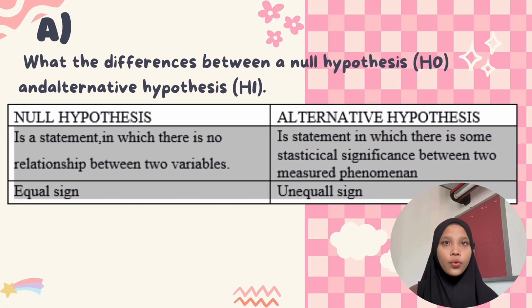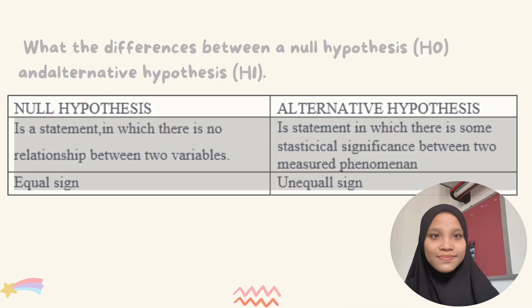The first question is, what is the difference between a null hypothesis and an alternative hypothesis? Firstly, a null hypothesis is a statement in which there is no relationship between two variables. However, an alternative hypothesis is a statement in which there is some statistical significance between two measurable phenomena. For the null hypothesis, the mathematical formulation uses an equal sign, but the alternative hypothesis uses an unequal sign.